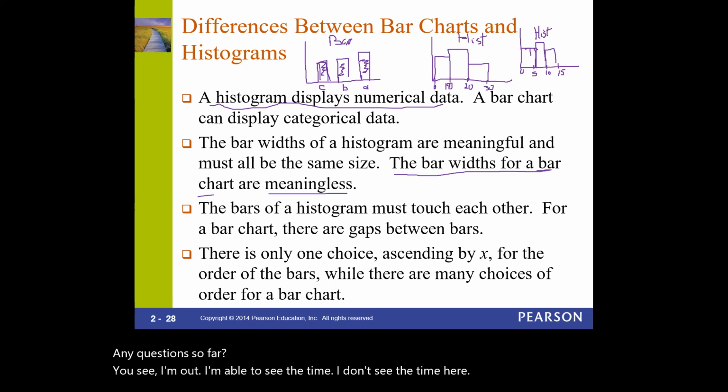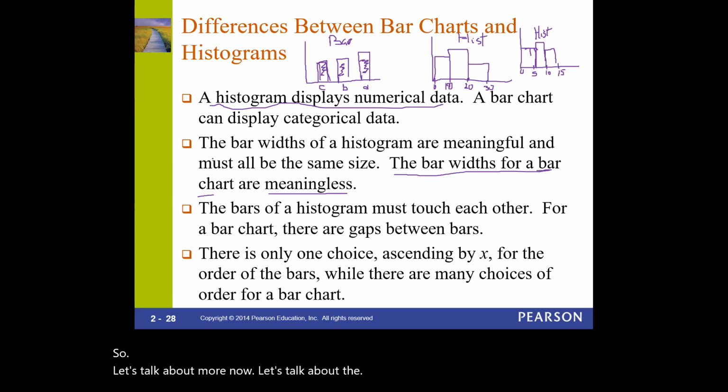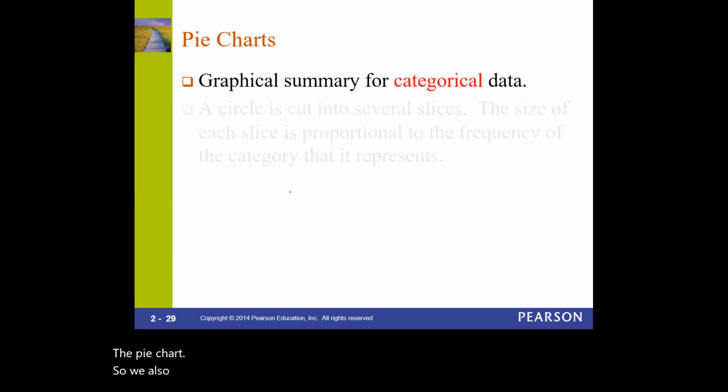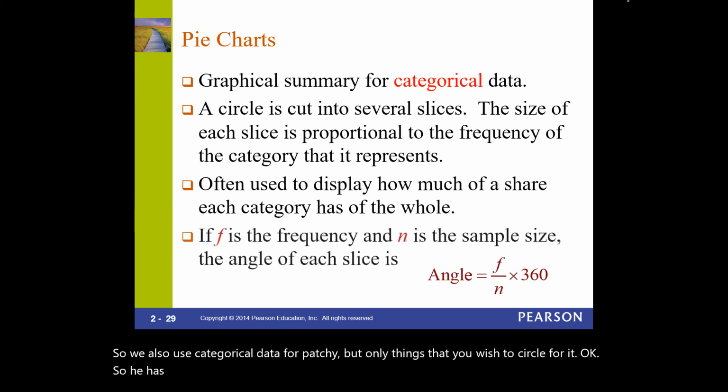Okay, so let's talk about more. Now, let's talk about the pie chart. We also use categorical data for a pie chart, but the only thing is that it's a circle. It has different sizes for the slices, and they are proportional to each other.